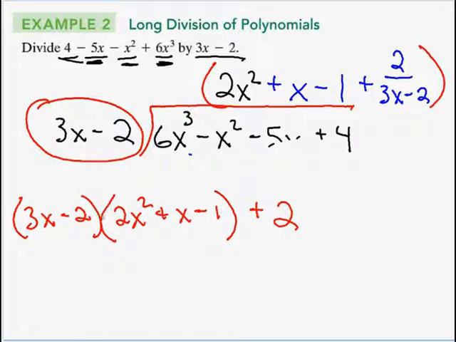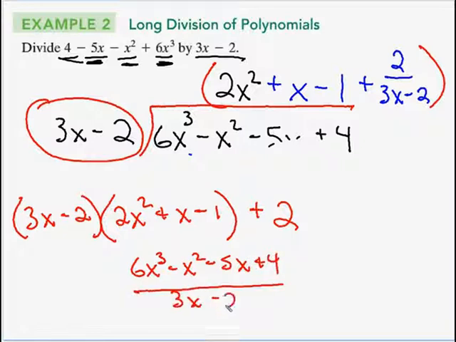If we were to FOIL this out and then add in the plus 2, we're going to get right back to where we started. Or again, here's another way to think about it. When the problem started, it was 6x cubed minus x squared minus 5x plus 4 divided by 3x minus 2. And we found out that that was equal to 2x squared plus x minus 1 plus the 2 over 3x minus 2.